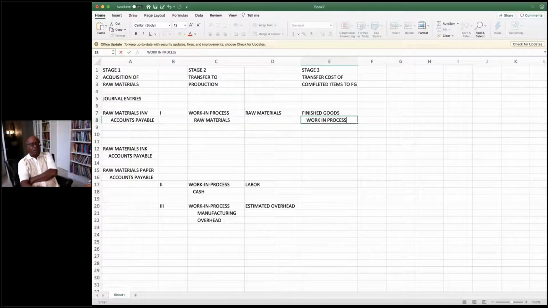Notice our flow. Stage 1, we buy the raw material. Stage 2, we make the good by transferring in raw materials, hiring workers to do the work, and estimating the overhead. When we finish making the item, we transfer it from work in process to finished goods. That's why I set up the spreadsheet this way, so we can look at it going across, from buying the items, making the items, to transferring completed items to finished goods.